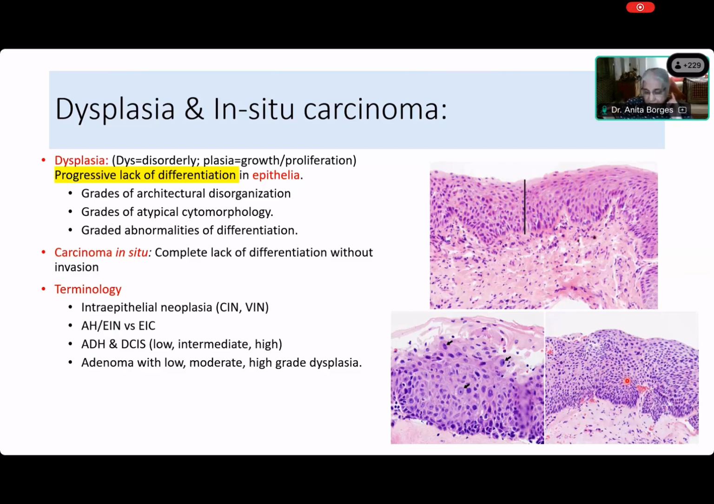But remember, dysplasia is also progressive lack of differentiation in an epithelium where there is no invasion. The moment this thing invades, then you can use the terms well, moderately, or poorly. Is there any question about this? If there's any question, I'm happy to repeat this. Any question in the chat box? No questions. Thank you.